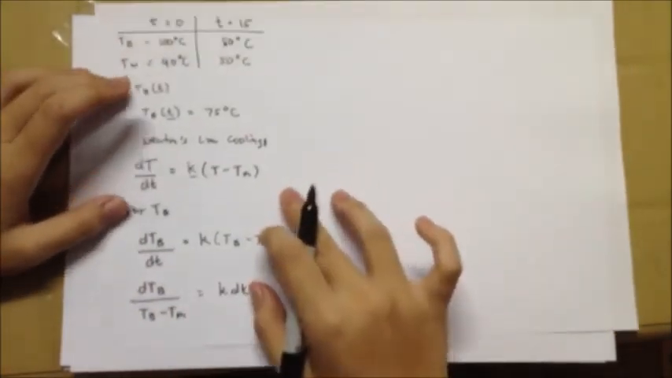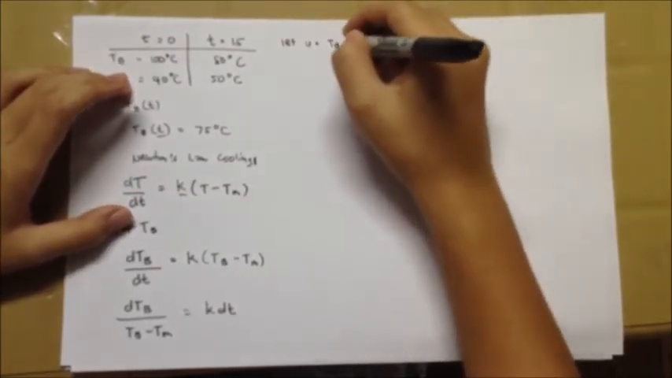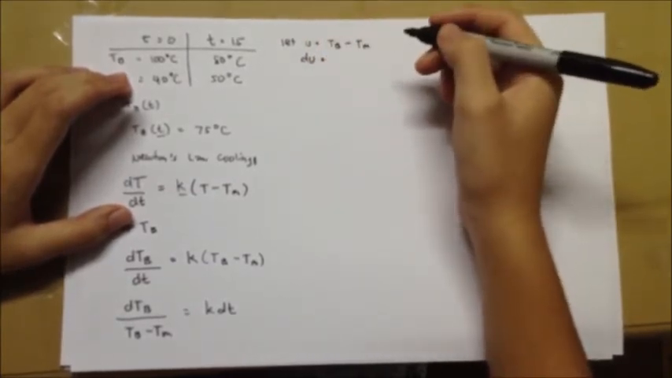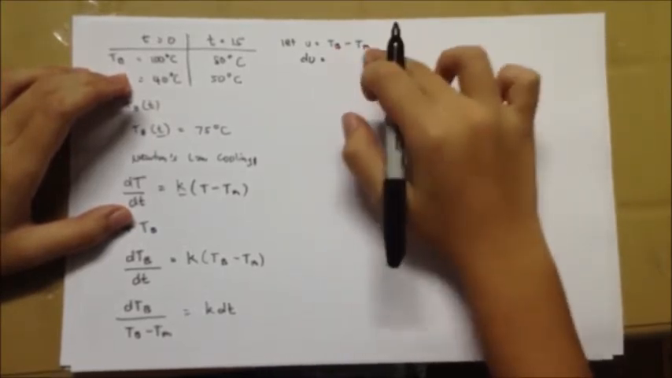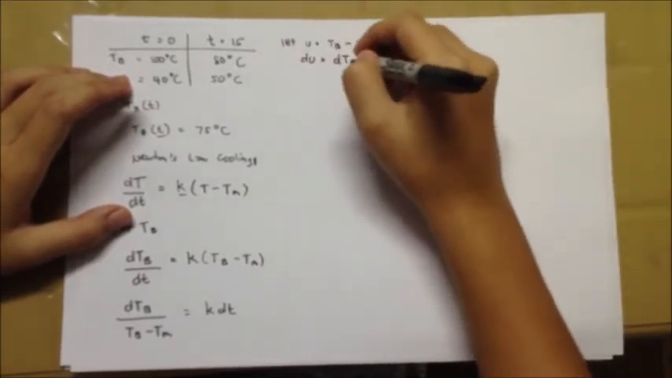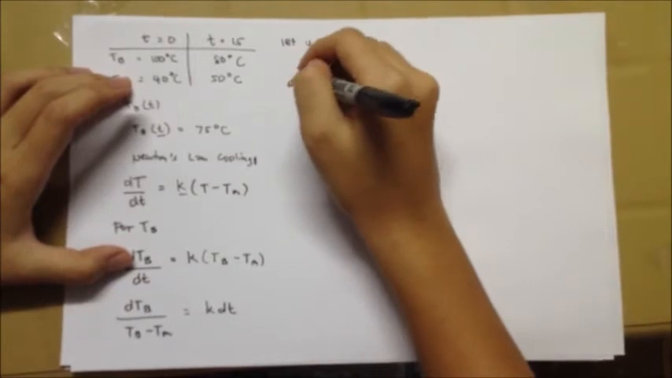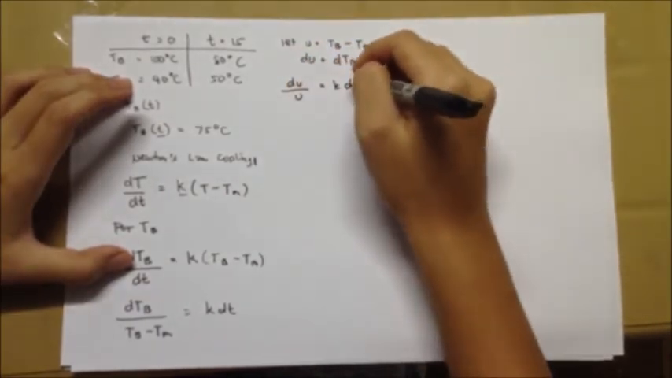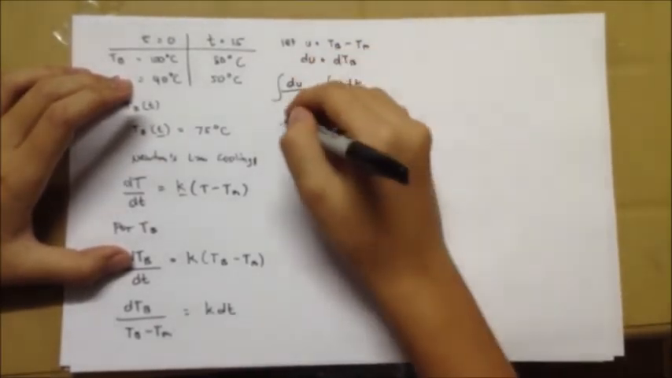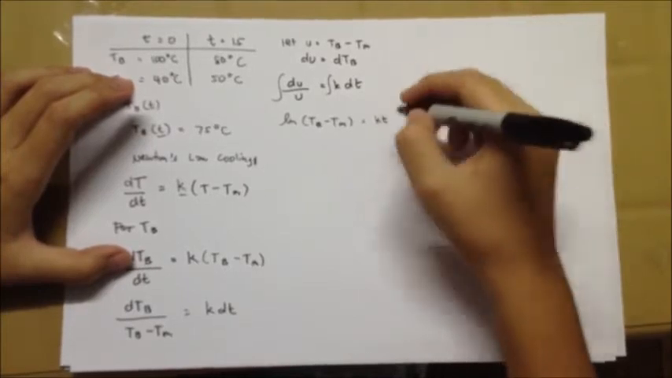Then, we use again the substitution: let u equal to Tb minus Tm. And we get the derivative du. The derivative of u is just equal to the derivative of Tb. Since Tm is constant, the derivative of it is equal to 0. So du is just equal to dTb, the change of the temperature of the ball. Now, we can express this as du over u equals k dt. Getting the integral of both sides and substituting u back, we get the natural log of Tb minus Tm equals kt, and don't forget the plus constant.